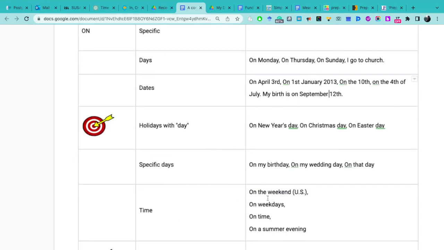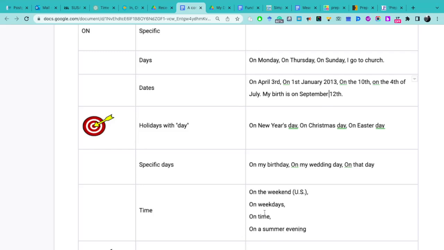With time, when we see the word weekend, weekdays, time, summer, evening, when we use the seasons with parts of the day together, we must use the preposition on.